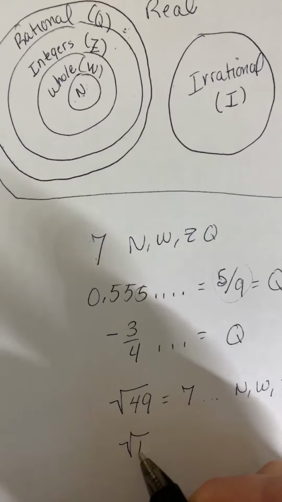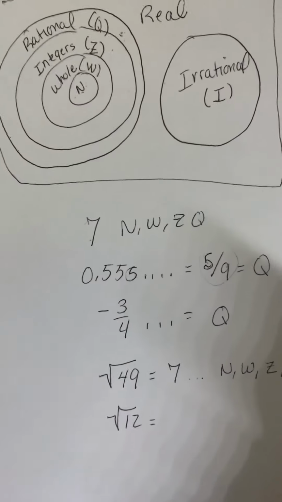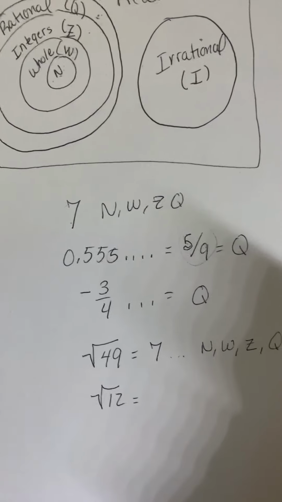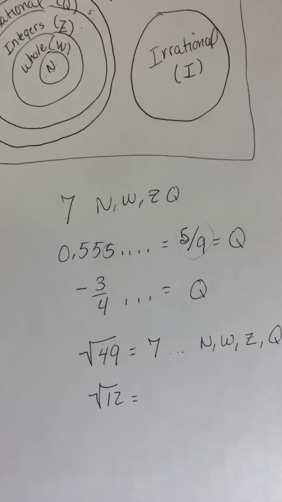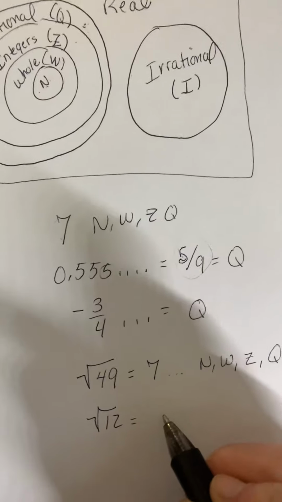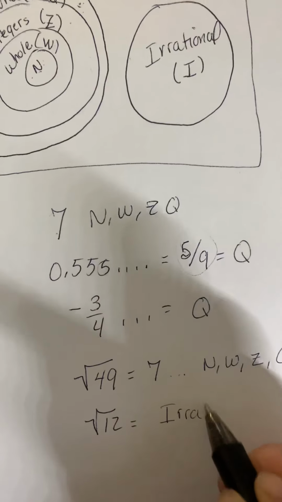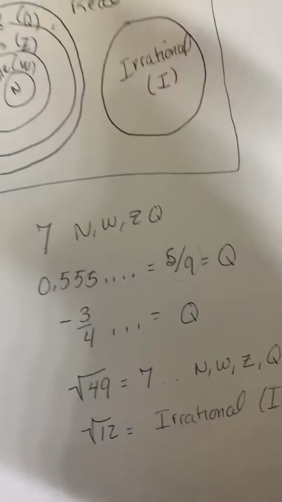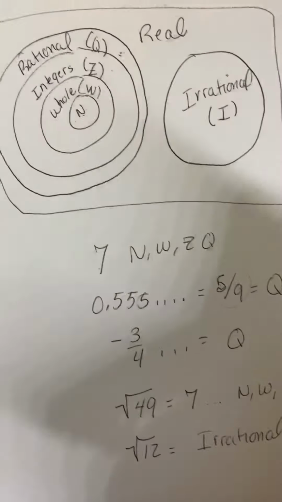But if I gave you the square root of 12, that's not a perfect square. And if it's not a perfect square, that means it goes on forever and ever and never repeats and never terminates. And in that case, that makes this irrational, or I. Okay? So you're going to be identifying numbers.